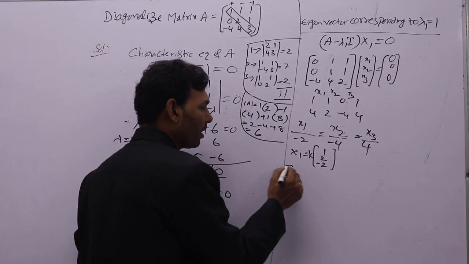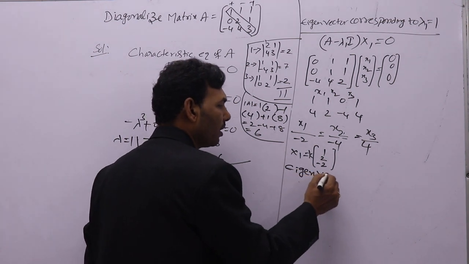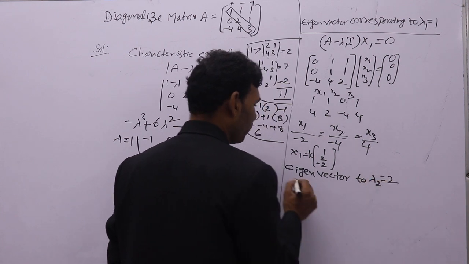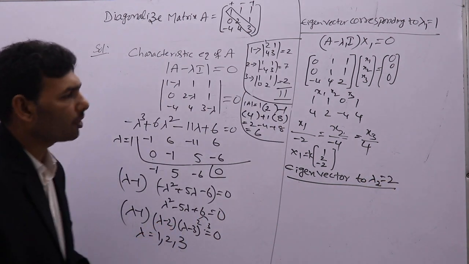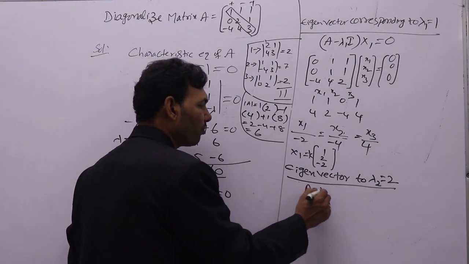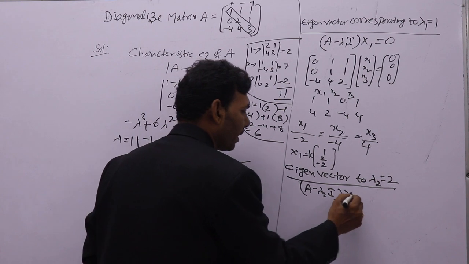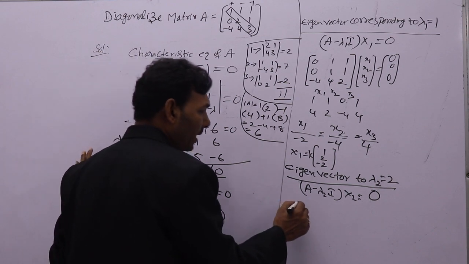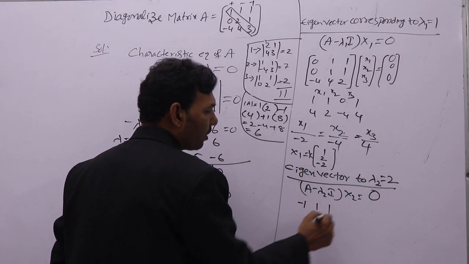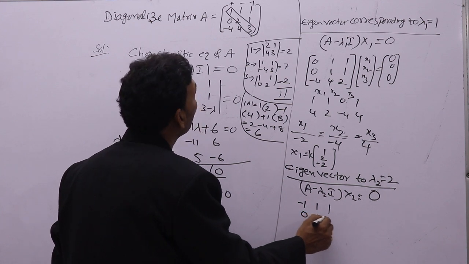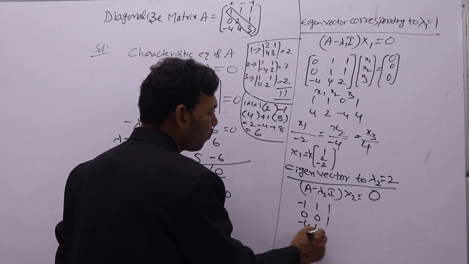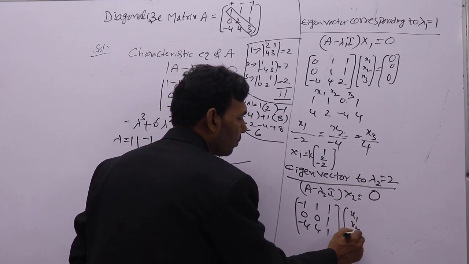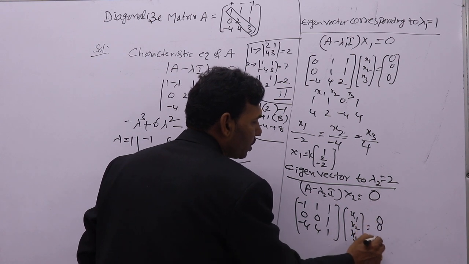Coming to the second eigenvector, the eigenvector corresponding to lambda 2 equal to 2. That means you need to subtract 2 from the diagonal. Subtract 2 from the diagonal: 1 minus 2 is minus 1, 1, 1; 0, 0, 1; minus 4, 4, 3 minus 2 is 1. Multiplied by x1, x2, x3 equal to 0, 0, 0.